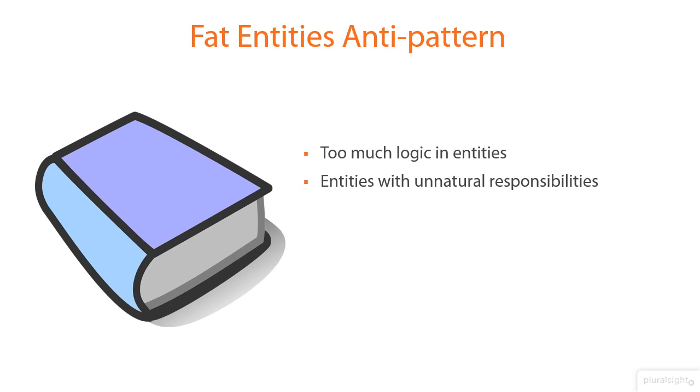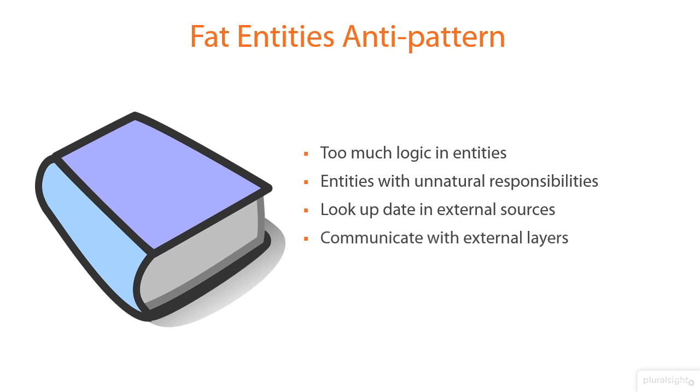Another symptom of this anti-pattern is when domain entities start looking up data in the database or communicating with outer layers of the onion architecture. In other words, when we break isolation and allow the innermost layer to depend on the classes from outer layers. To avoid falling into the trap of fat entities, you need to make sure your domain model is properly isolated, and all entities' responsibilities make sense from the domain point of view.